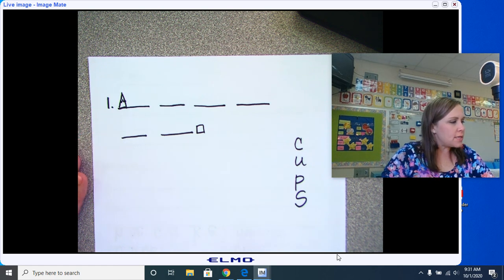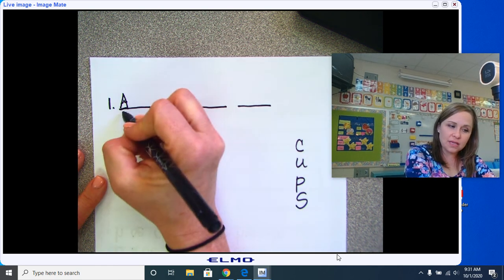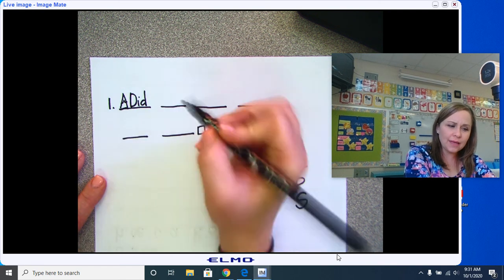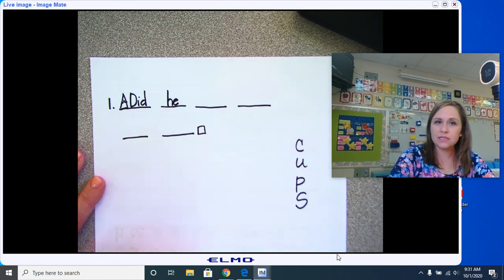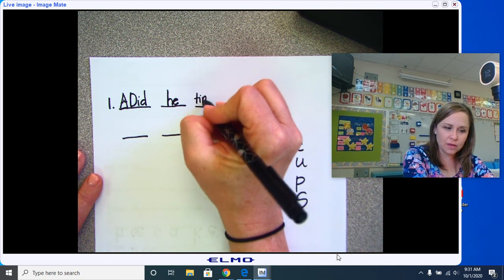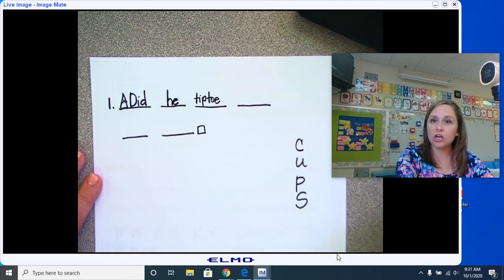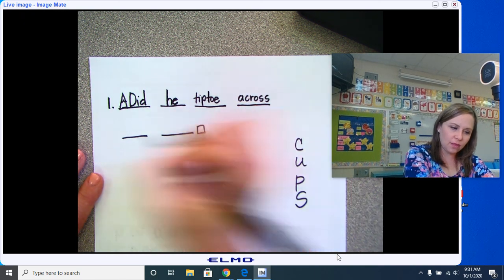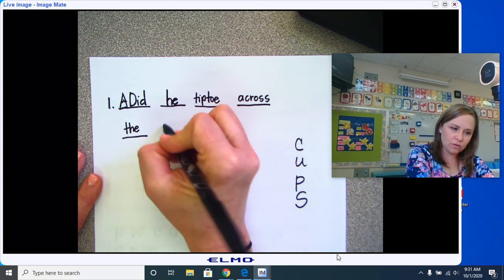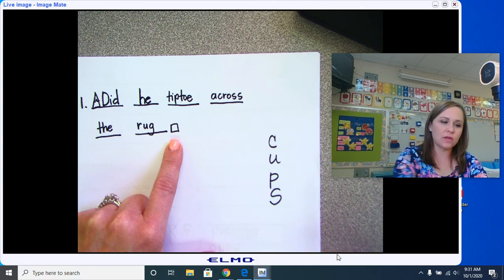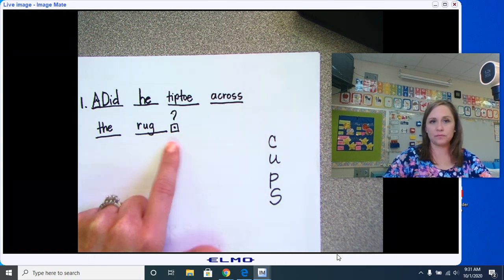Okay. So did, that's the beginning of the sentence. We need a capital D. Did he tiptoe? We talked about that recently. Tiptoe across, that's a red word, the rug. Now, if I am asking a question, what ending mark should I use? That's right, a question mark.